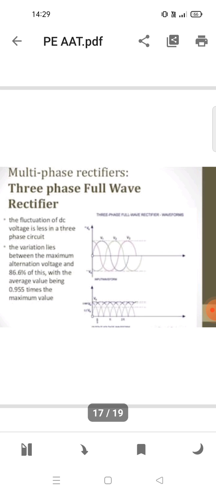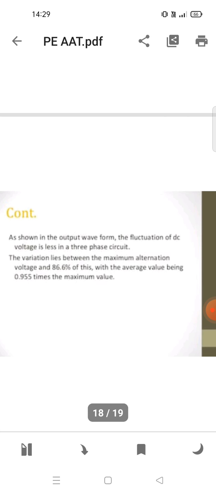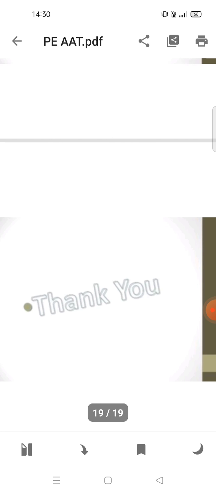Multi-phase rectifier, three-phase full wave rectifier. The fluctuation of the voltage in the three phase circuit lies between the maximum alternating voltage and 86.6% of this, with an average value of 0.955 times the maximum value. As you can see, this is the three-phase full wave rectifier output waveform. Thank you.